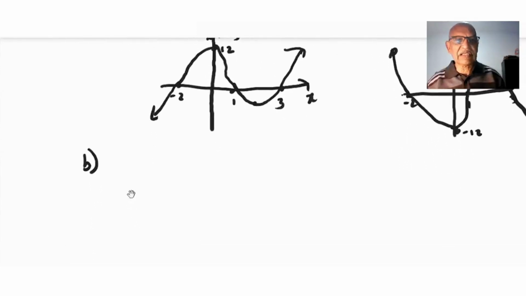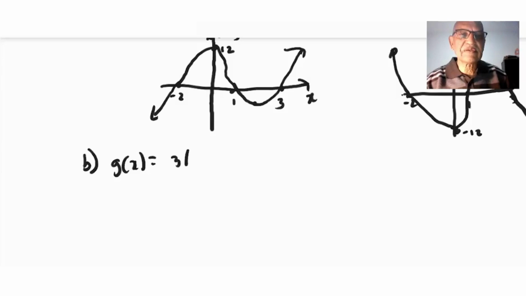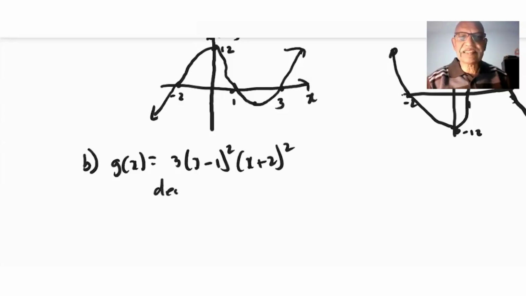Okay, so let's see other types of graphs here. Let's see, this is g(x) is equal to 3 times (x minus 1) squared times (x plus 2) squared. So the first thing we say is degree. The degree is 2 plus 2 is 4. The degree is 4, therefore it's even.